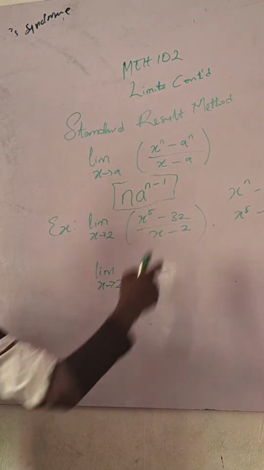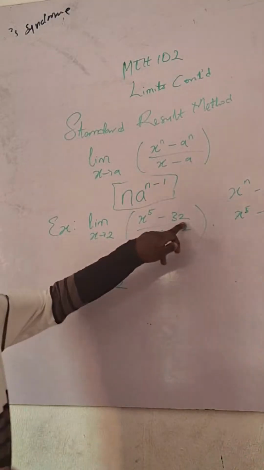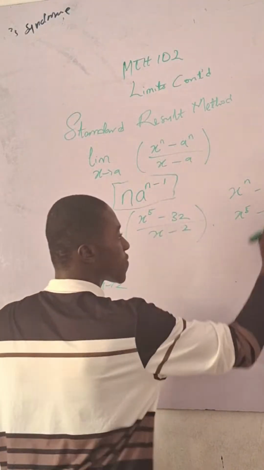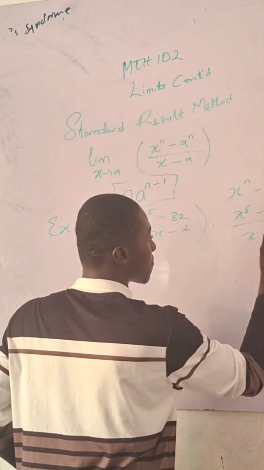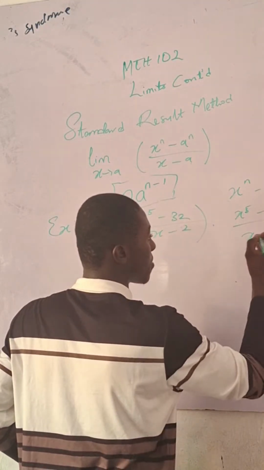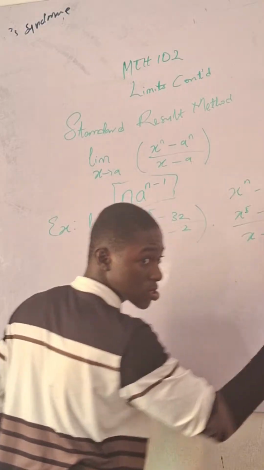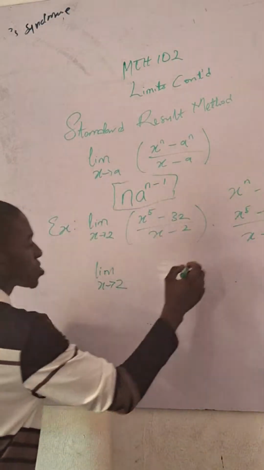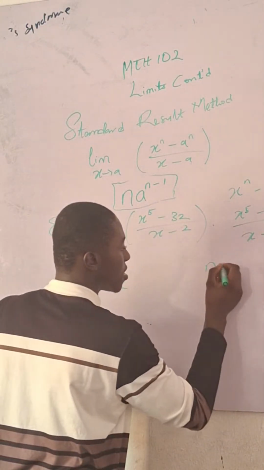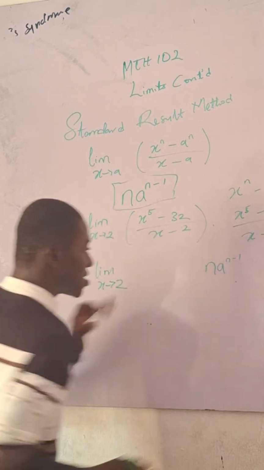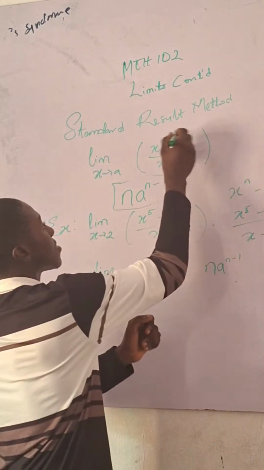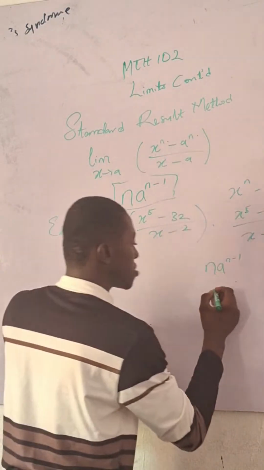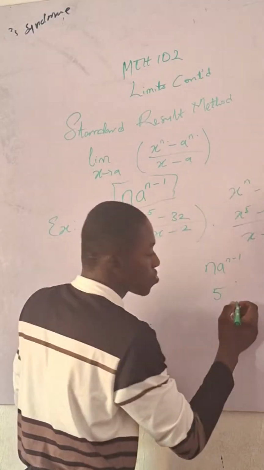So now, 32, I can write 32 in terms of 2 now. That's 2 raised to power 5. So instead of 32 here, I have 2 raised to power 5 over x minus 2. You get it, right? So now the formula is now what? n a raised to power n minus 1. In this case, what's my n? My n is 5 now. If the power is n, so that will be 5. What's a? A is 2.